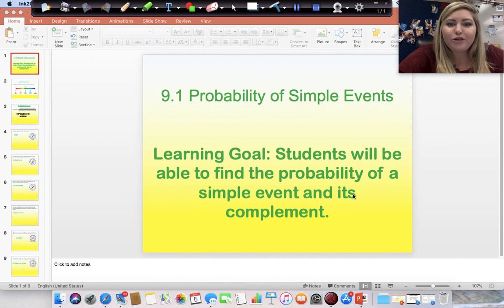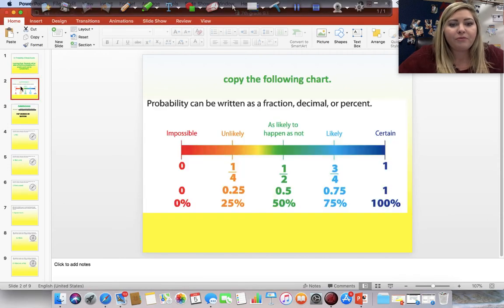Welcome to another video. We are doing Chapter 9, Lesson 1, the probability of simple events. Our learning goal is that students will be able to find the probability of simple events and its complement. Okay, let's get started. Remember to write down everything that is typed or written, and pause the video at any time that you need to slow things down. Okay, so copy down the following chart.